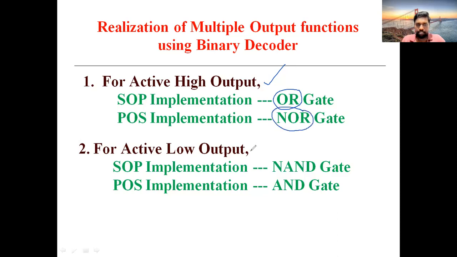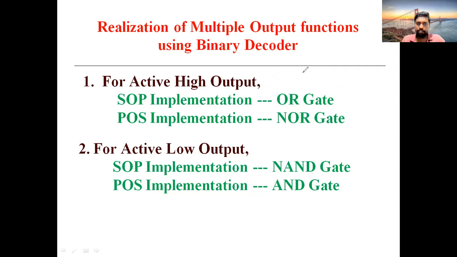And what is the second case? When active low output, that means your decoder is dealing with active low outputs. If SOP is to be implemented, NAND gate is chosen. And POS means AND gate. Please remember these points. Active high output: SOP means OR, POS means NOR. Active low output: SOP means NAND, POS means AND. If these 4 points are remembered, then you can realize any expression with the help of a decoder.